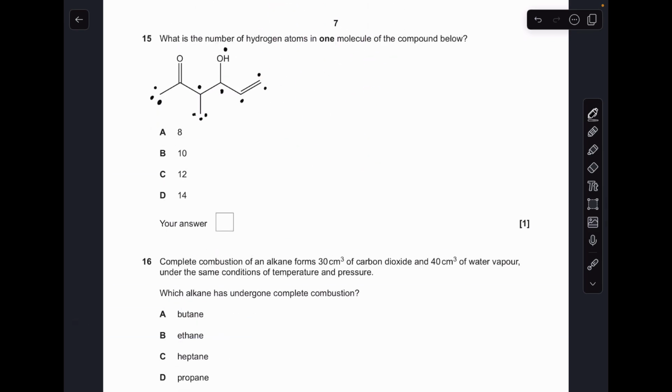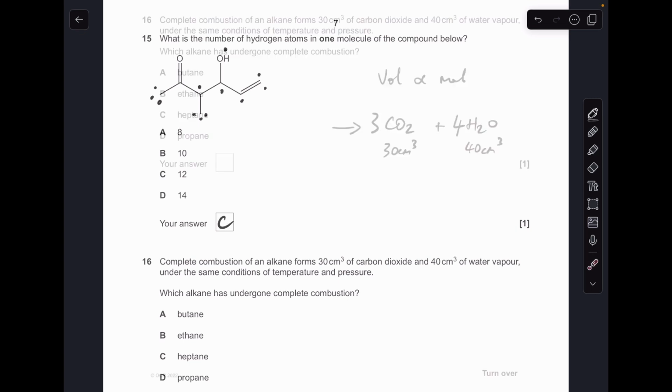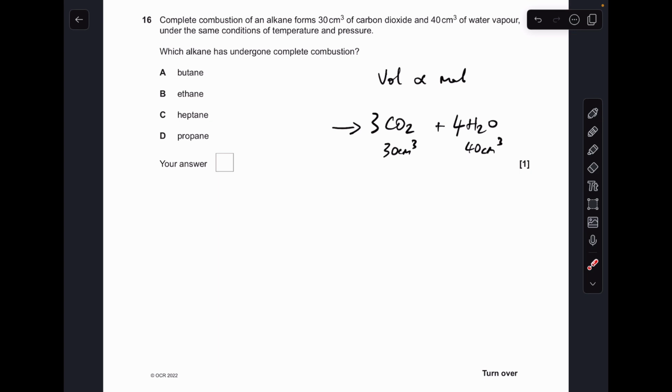Number 15, so those black dots there represent all the hydrogens, and when you count them up, there's 12, so C is the answer there. Number 16, so at the heart of this is the fact that volume is proportional to moles. So if we're getting 30 cm cubed of CO2 to 40 cm cubed H2O, that means the ratio is 3 CO2s to 4 H2Os. So that means the hydrocarbon must have been C3H8. So that's propane, so D.